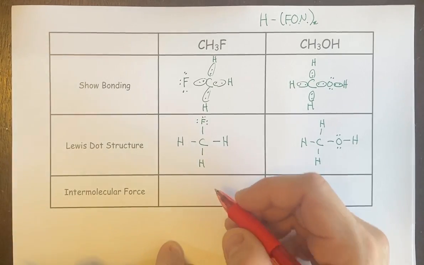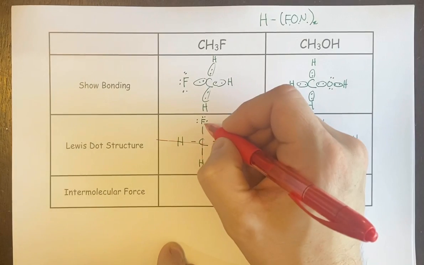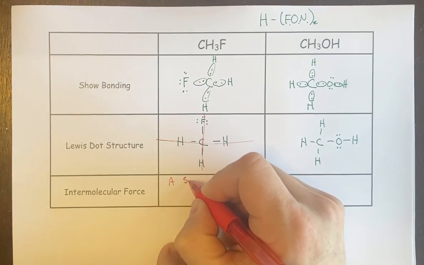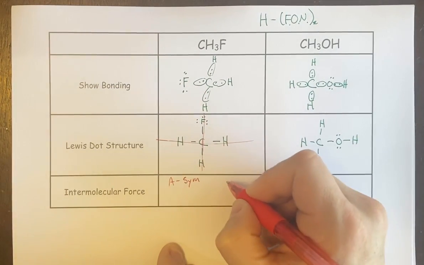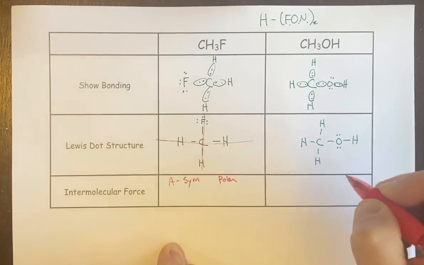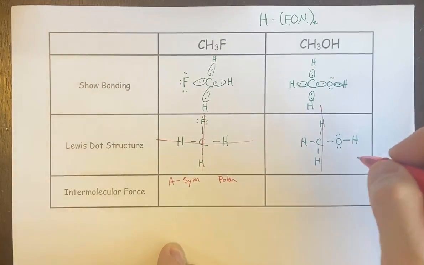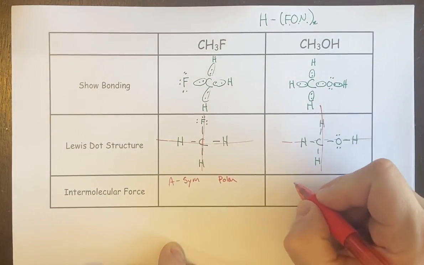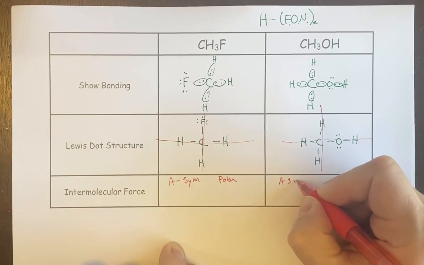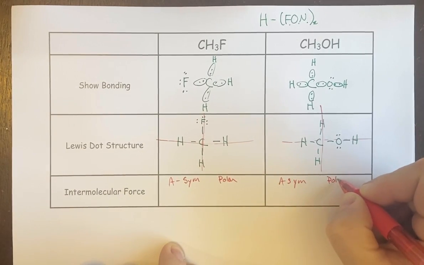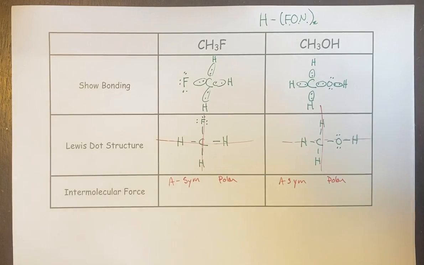So this molecule, if we draw our symmetry lines, is clearly asymmetrical and polar. So is this one. It fails dramatically in one way, and it actually works in the other, but still asymmetrical and polar. Now here's the trick.